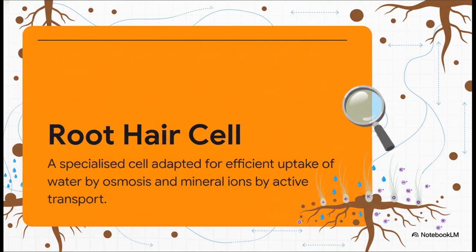And it all kicks off right here, down in the soil, with these guys, root hair cells. They're a perfect example of a specialized cell. See that long, thin part? That's not just for show. It creates a massive surface area, which makes them brilliant at soaking up water by osmosis and pulling in mineral ions from the soil using energy, a process we call active transport.